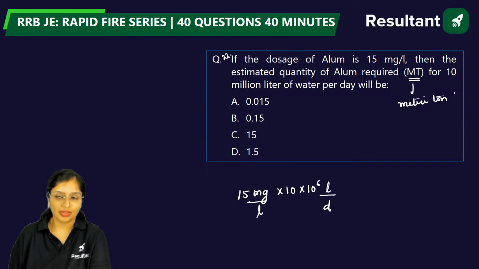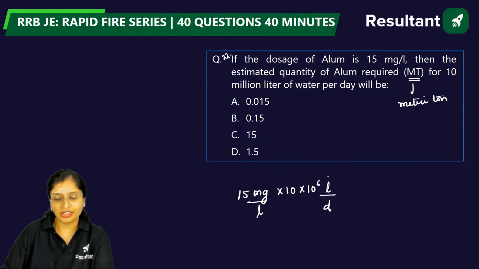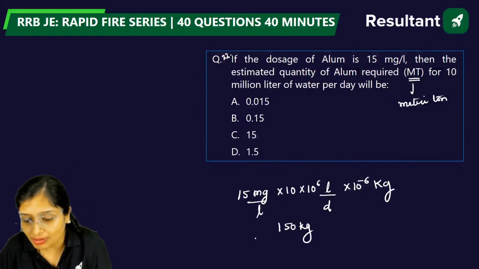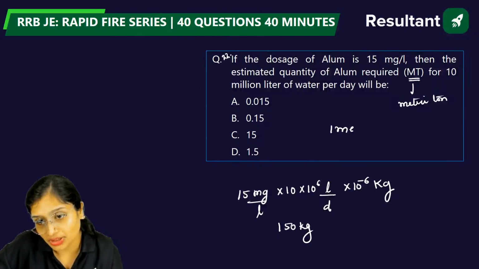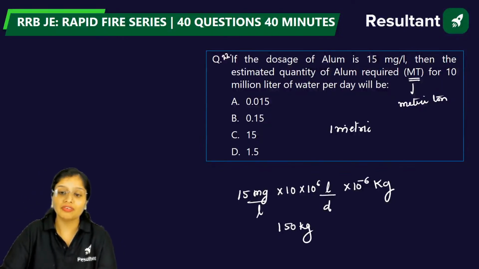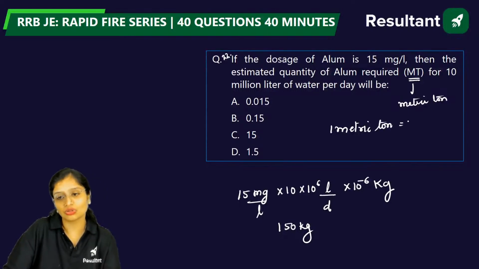Metric ton. Okay. So first let me convert it into kg. Mg if I convert it into kg, 10 raised to power minus 6. So I will get it as 150 kg. Now it is asking me in metric ton. Just you remember this. Quintal, 1 quintal is 100 kg. But if they talk about ton, ton is 1000 kg.